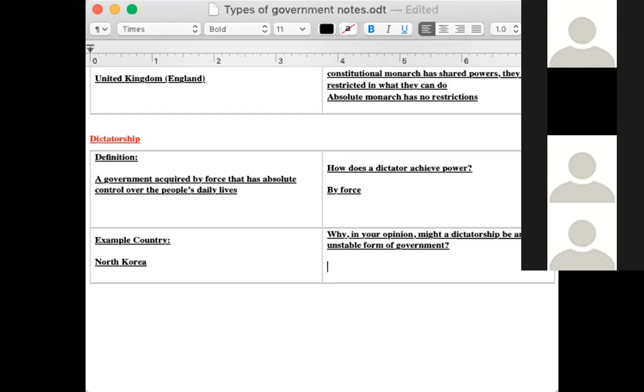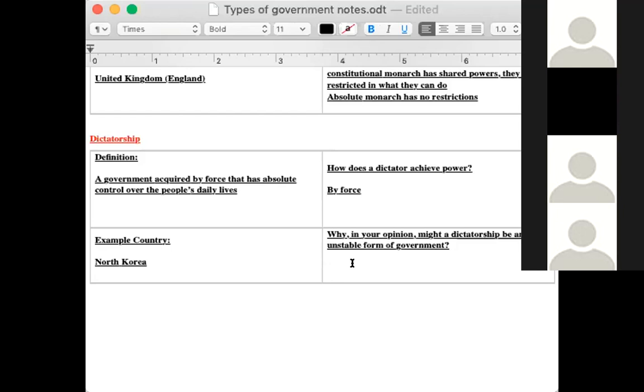Overthrow. So when we say it's unstable, because there's no transition from one leader to the next, and because of the fact that it's just really not a good government system, you're always running the risk of somebody overthrowing. So let's put that into kid words. How can we word some of that?